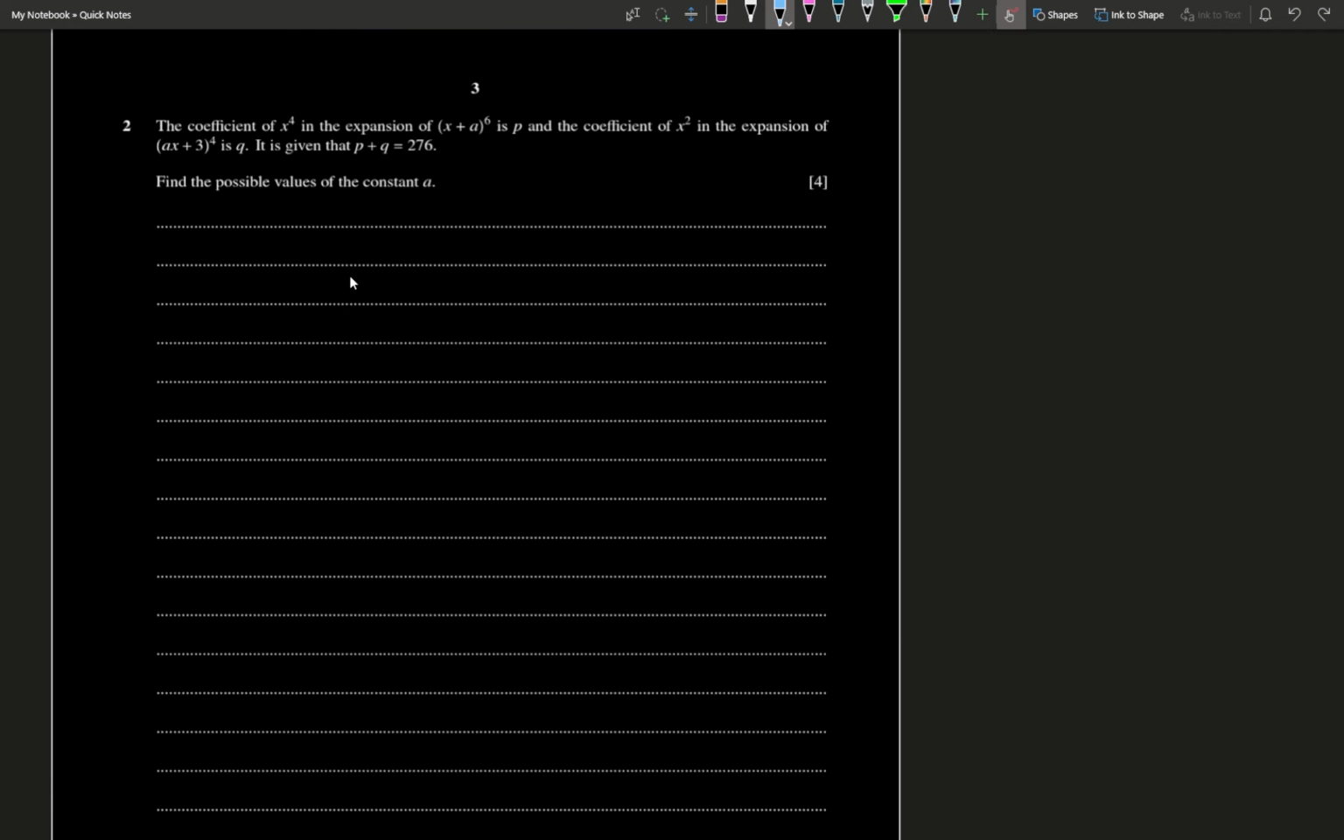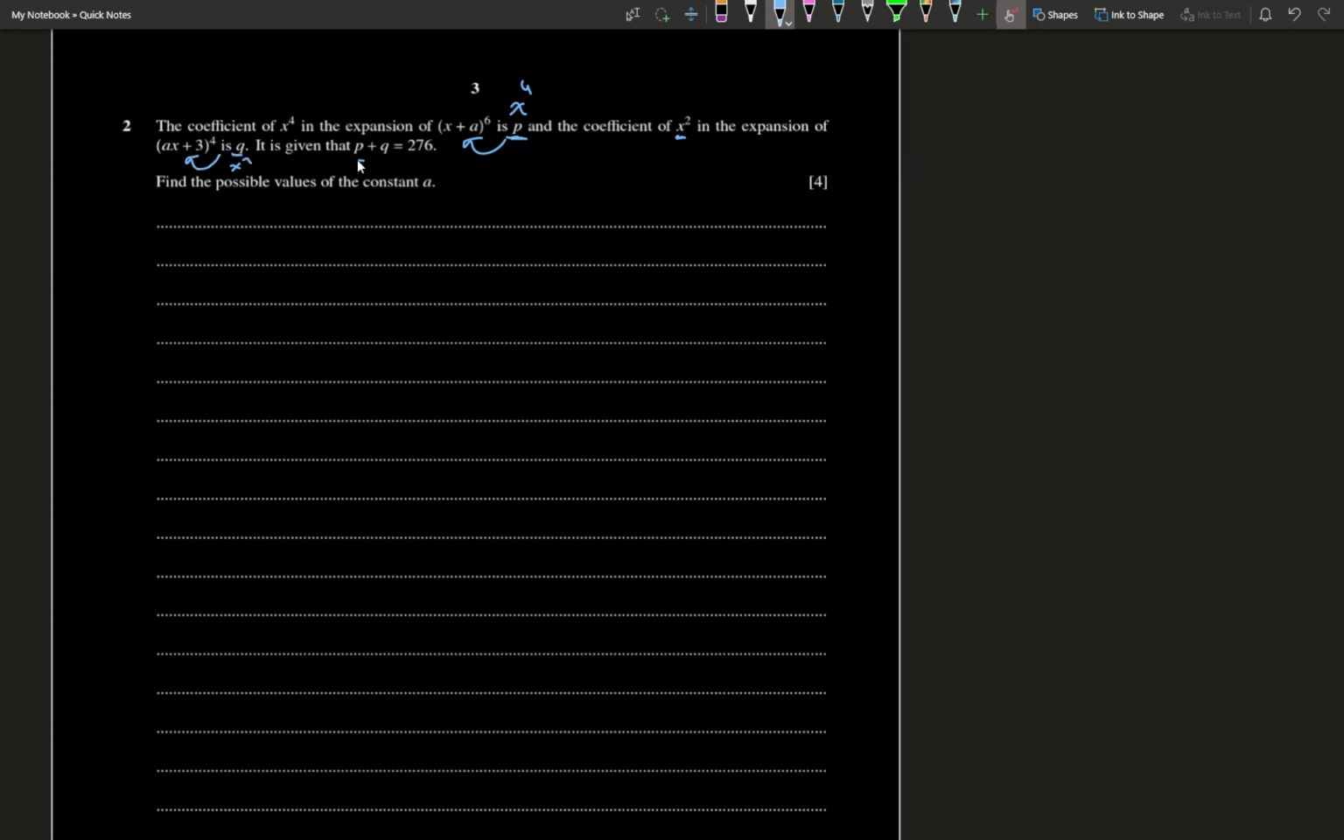Okay, question number 2. The coefficient of x raised to the power of 4 in the expansion of x plus a all raised to the power of 6 is p. So that's the coefficient of x raised to the power of 4 in this expansion. Then it says the coefficient of x squared in the expansion of ax plus 3 all raised to the power of 4 is q. So that's the coefficient of x squared in this expansion.